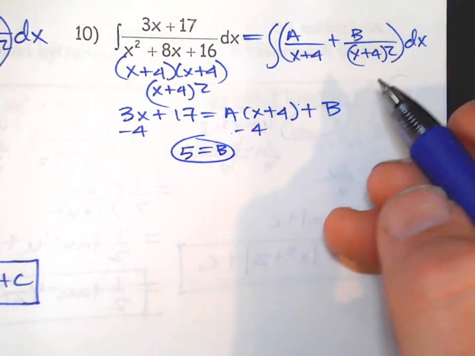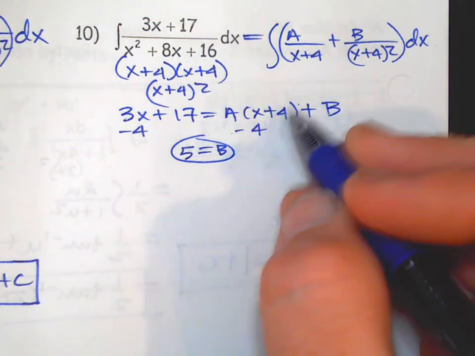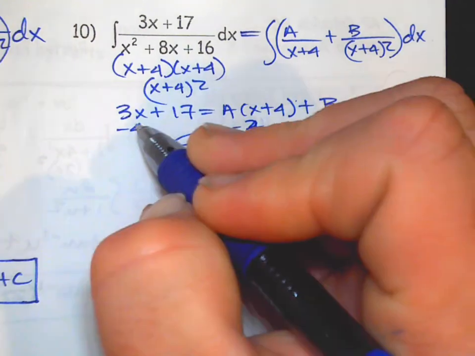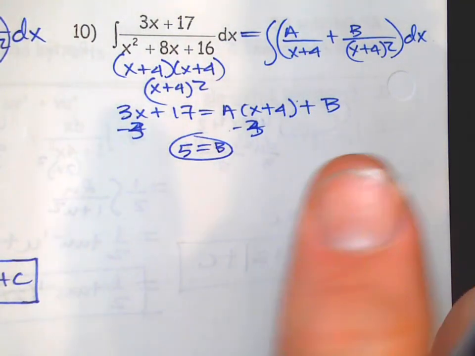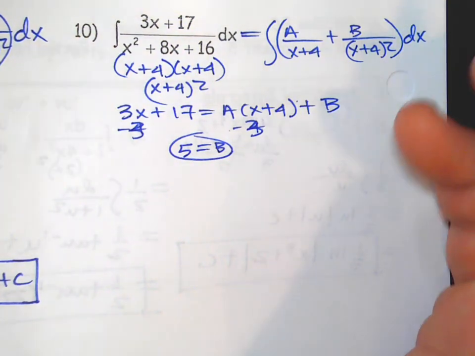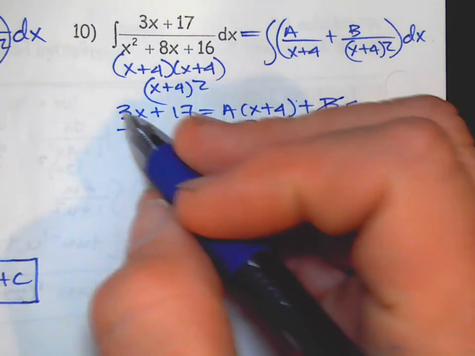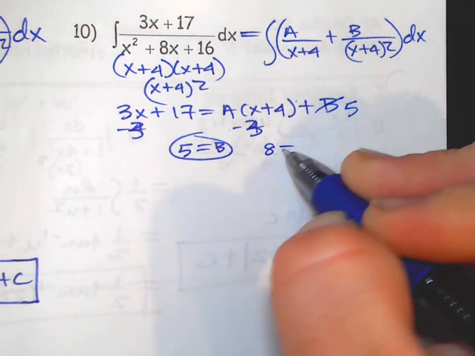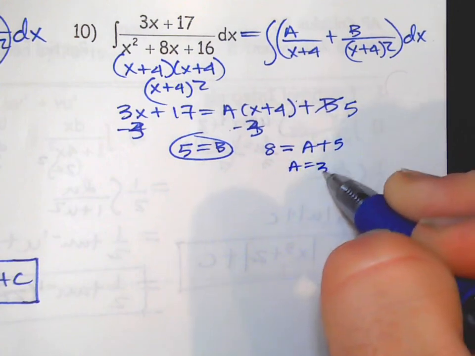Then I would plug in something. I can't get rid of b, but plug in something that gives you a nice a, like 1a. So I'm going to plug negative 3 in. You can plug whatever you want in other than negative 4. Anything will work, but certain things might make it easier. Then I'm going to plug 5 in for the b, and I'm going to get a equals a plus 5. So a equals 3.